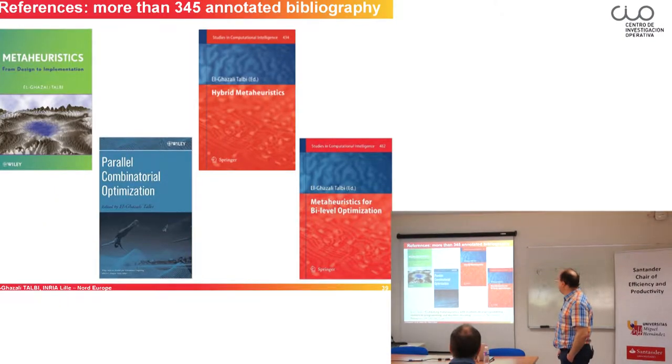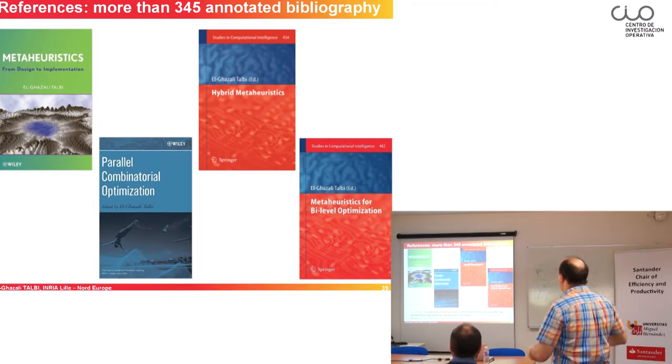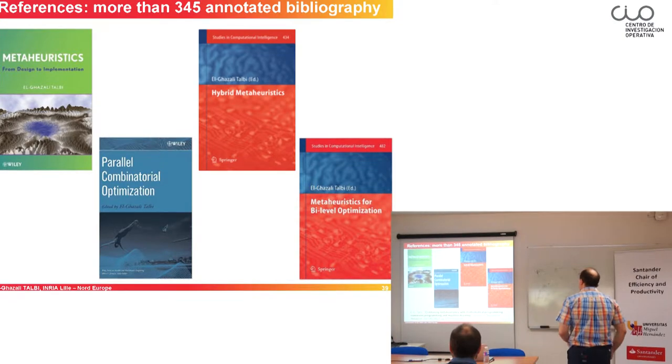And this is for publicity. The most important paper is this one. This is the paper. And we have this book on hybrid metaheuristics, this book on parallel optimization, and this is the most important book, of course. In this book, a lot of ideas are there.